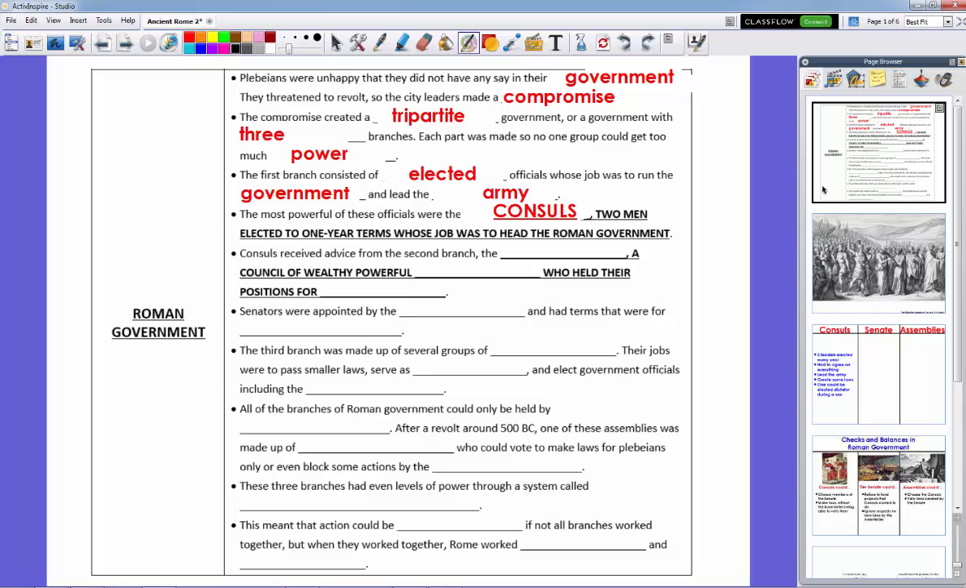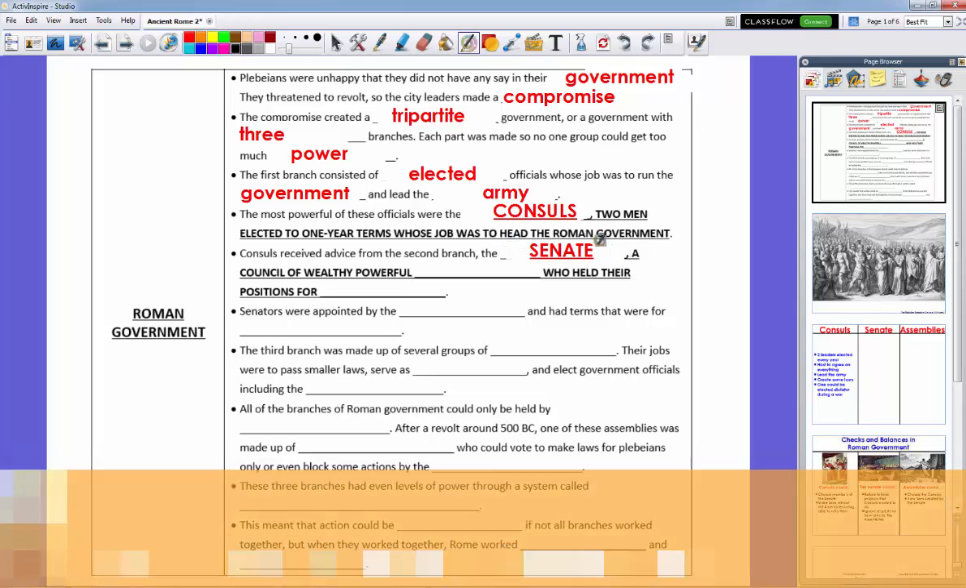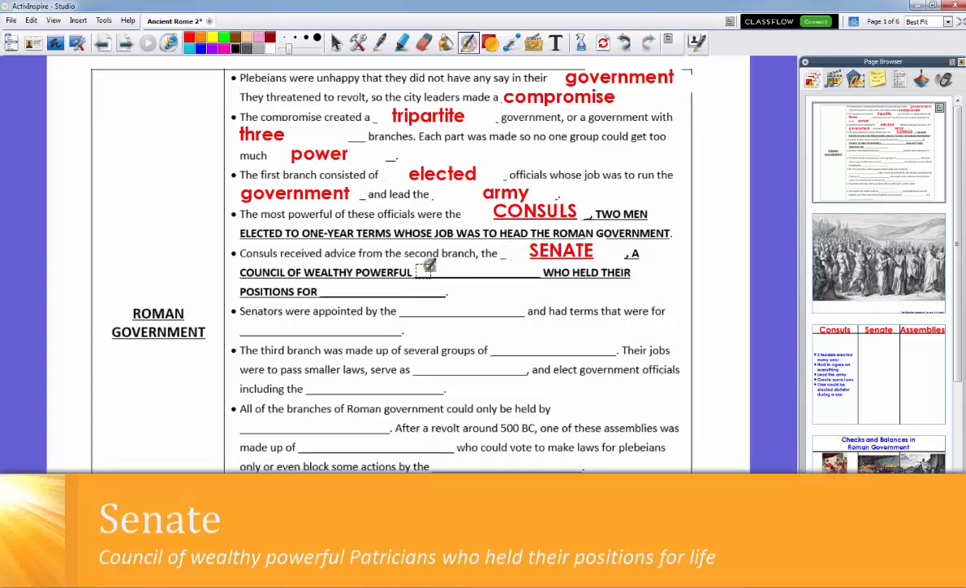The second branch was kind of the quote unquote most important branch of the government. And we'll talk about this, it being so important, later on in the next chapter with the Roman Empire. And consuls received advice on what to do from the second branch, which was the Senate. The Roman Senate was a council of wealthy, powerful patricians who held their positions for life.